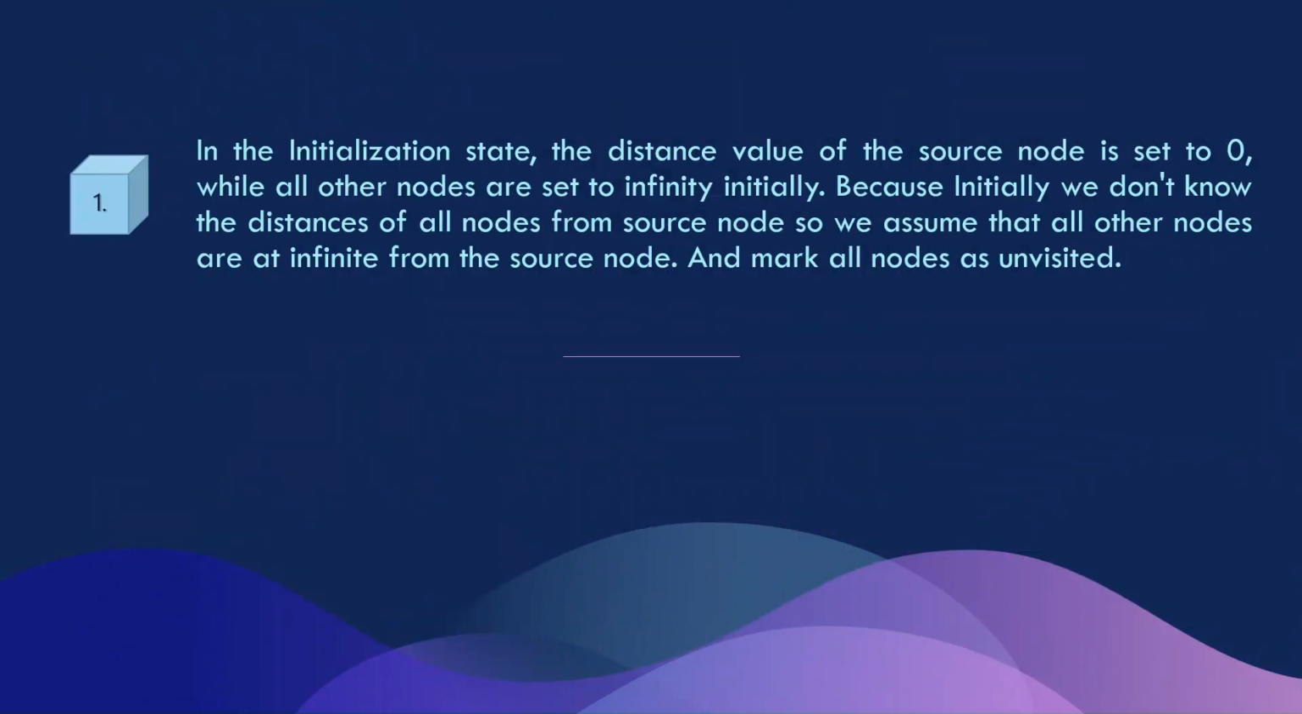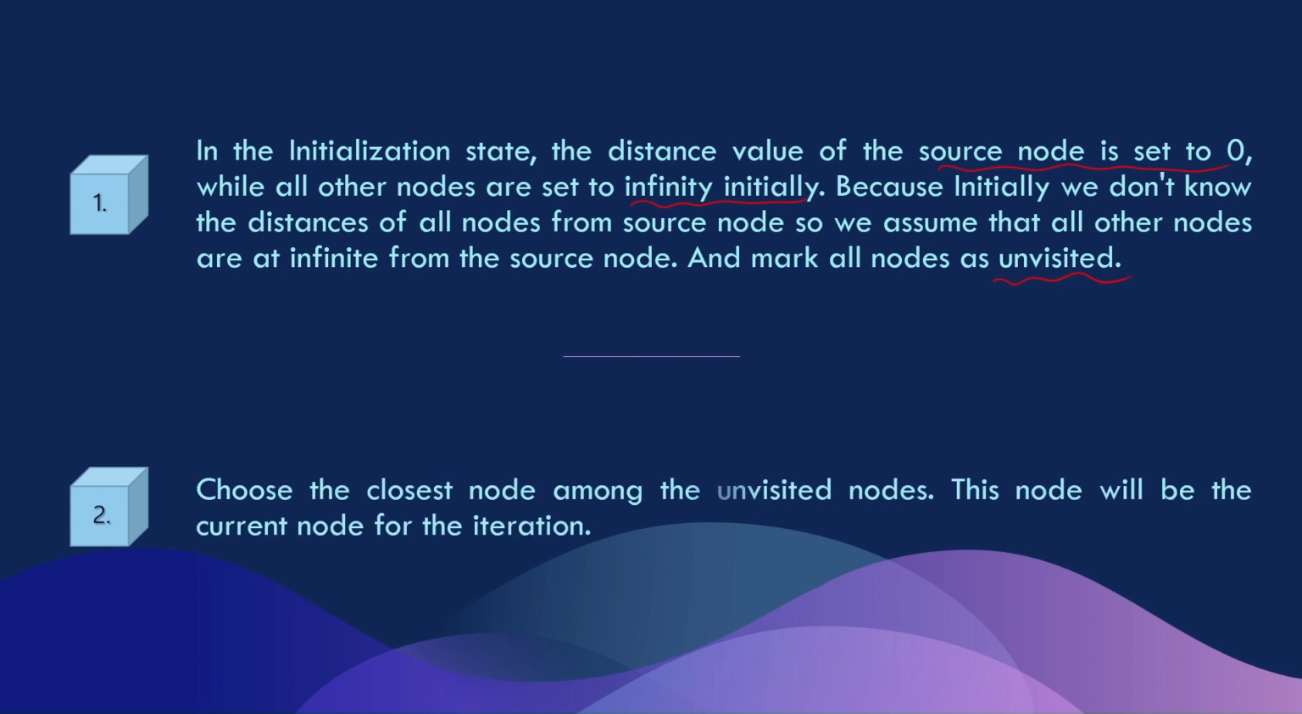In the initialization step, the distance value of the source node is set to 0, while all other nodes are set to infinity. Initially we don't know the distances of the nodes from the source node, so we assume that all the nodes are at infinite distance from the source node. And mark all nodes as unvisited. In the second step, choose the closest node among the unvisited nodes. This node will be the current node for the iteration.